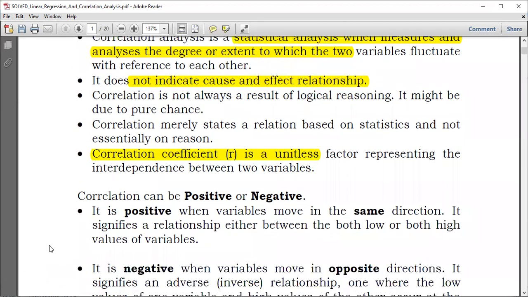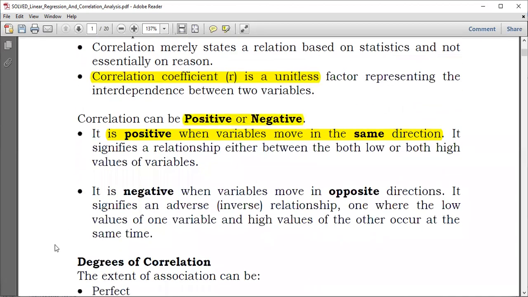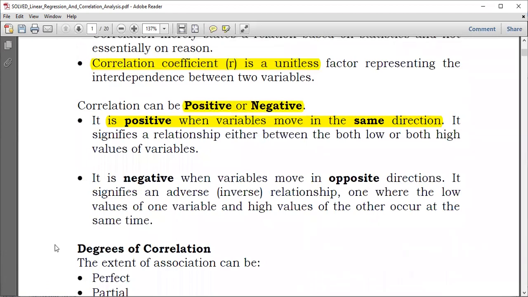Note that correlation can be positive or negative. By positive, we mean that when one variable increases, the corresponding variable also increases. When it decreases, it also decreases. If it is positive, it means that variables move in the same direction. But in case the correlation is negative, it means that when one variable increases, the other variable will decrease. That's why we say it is negative when variables move in opposite directions, meaning that there is an inverse relationship. We'll see the examples too and the graph, so don't worry about that.